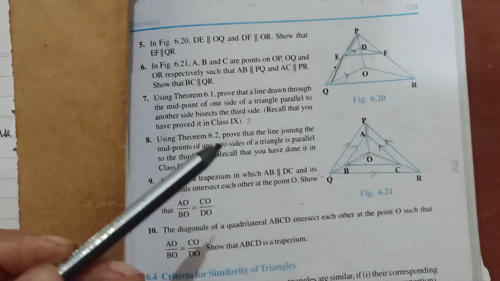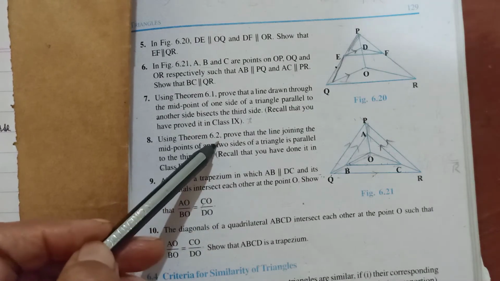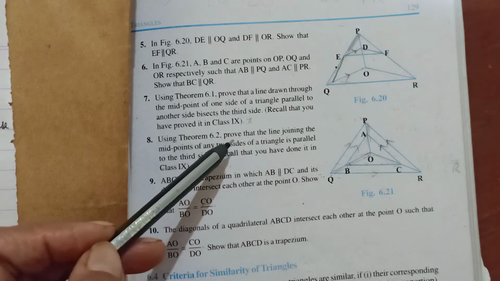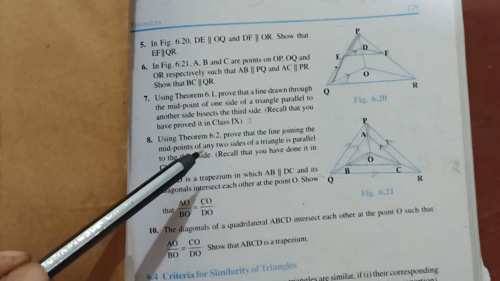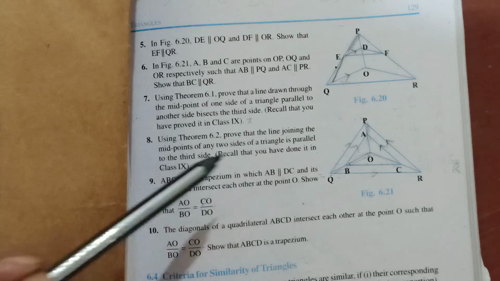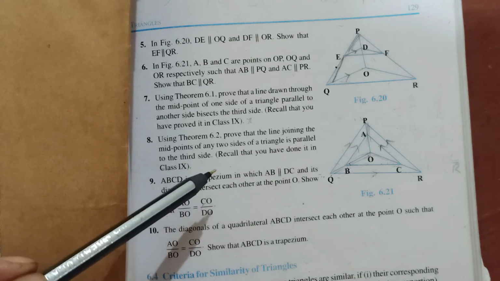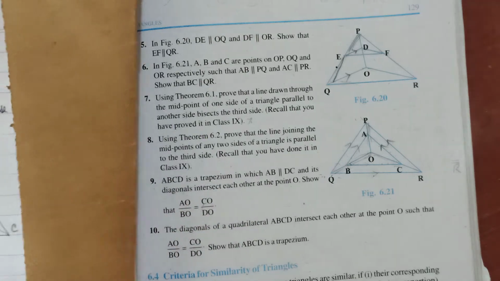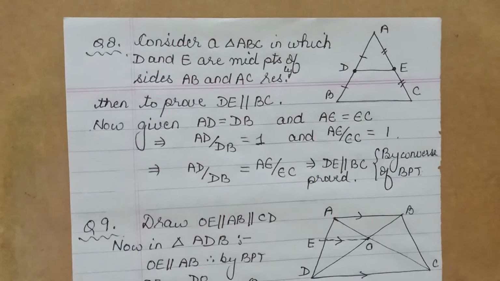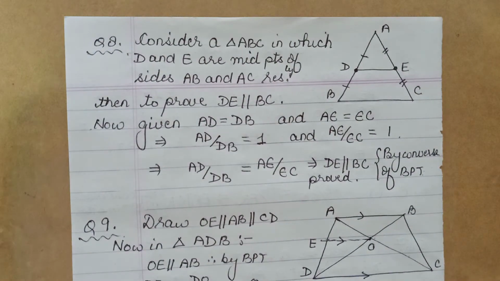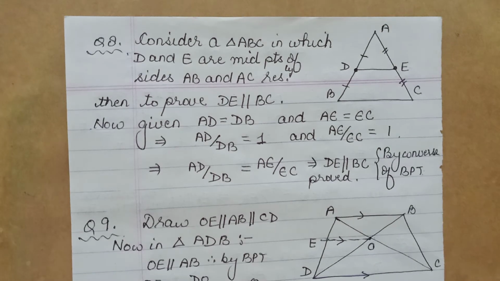Next was utilizing the converse. Now they are saying 6.2, that is the converse of BPT. By that you have to prove the other way around, that the line joining the midpoints of any two sides of a triangle is parallel to the third side. So in the previous question there was one midpoint and the line was parallel, and you had to show the other midpoint. Now for this question, both are given as midpoints and you have to show the line parallel.